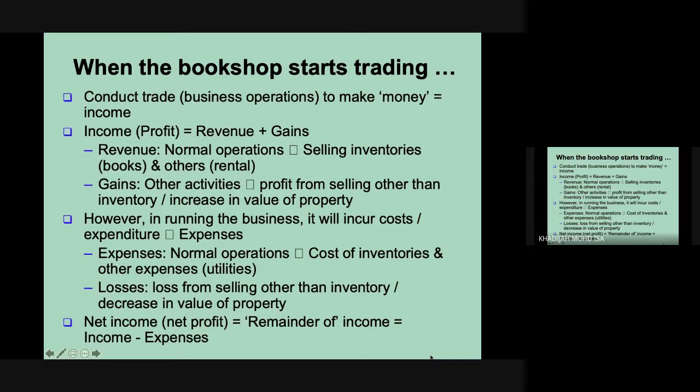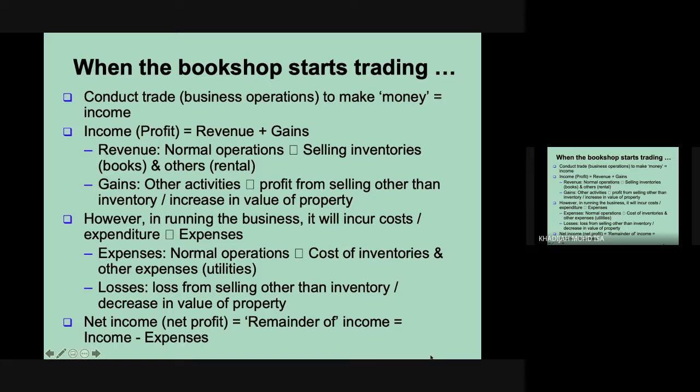So for example, just now you have a cash register. You bought it at 1,000 but you can sell it again for 1,200. So there's a difference of 200. That is what we call a gain on the disposal of your fixed asset. However, in running the business, it will also incur costs or expenditure, and this is what we call expenses.